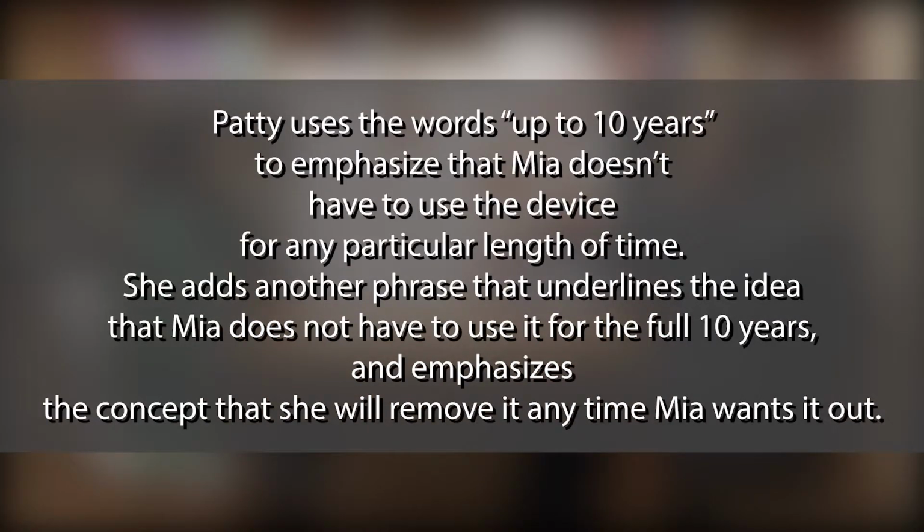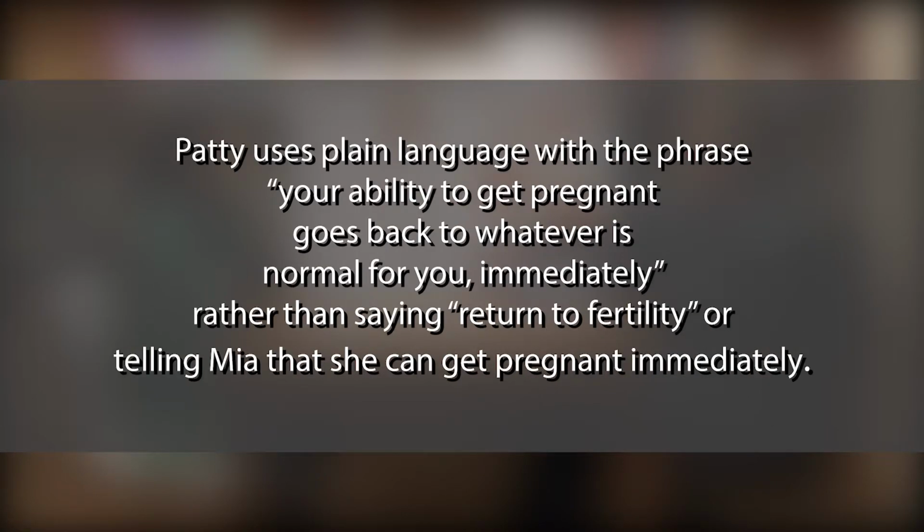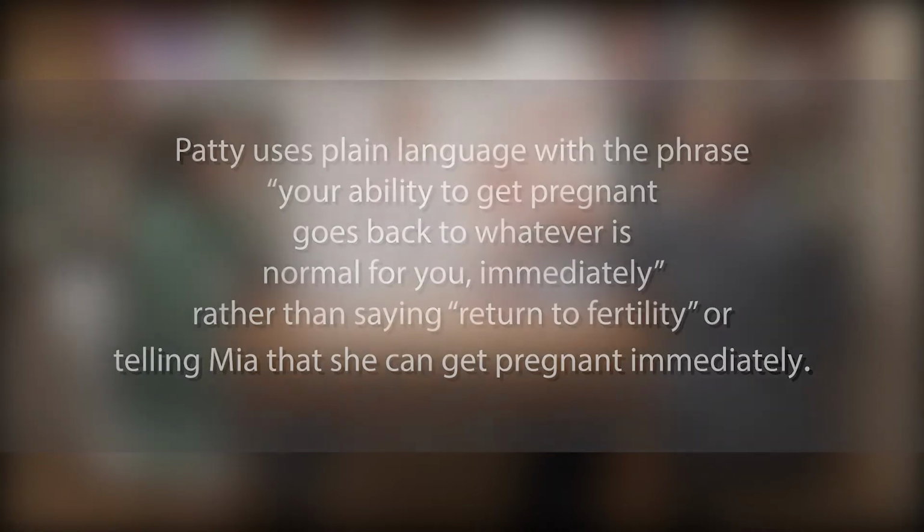Patty uses the words up to 10 years to emphasize that Mia doesn't have to use the device for any particular length of time. She adds another phrase that underlines the idea that Mia does not have to use it for the full 10 years and emphasizes the concept that she will remove it anytime Mia wants it out. Patty uses plain language with the phrase, "Your ability to get pregnant goes back to whatever is normal for you immediately," rather than saying, "return to fertility," or telling Mia that she can get pregnant immediately. And this IUD will work for up to 10 years.